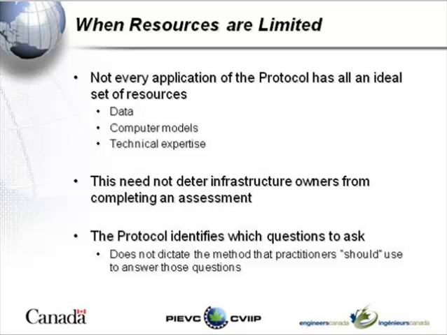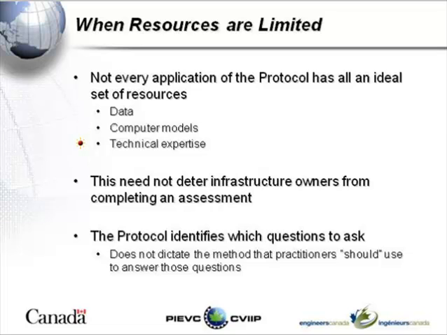When resources are limited, and I focus on this, not every application of this protocol has an ideal set of resources. I actually stress, most of the time we don't have all the data we think we need. The computer models may have some issues. Quite frequently, we have access to regional climate models. The regional climate models are on a 50 kilometer by 50 kilometer grid, and we are looking at some location within that grid that is 1 by 1 kilometer, or maybe a building. And so we find that sometimes it's difficult for the computer models to get down to that level of granularity that we as technical people may be looking for.